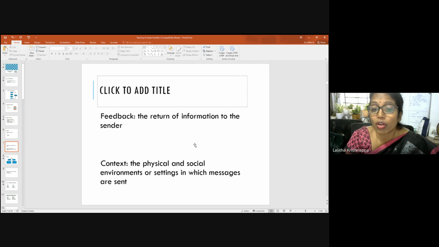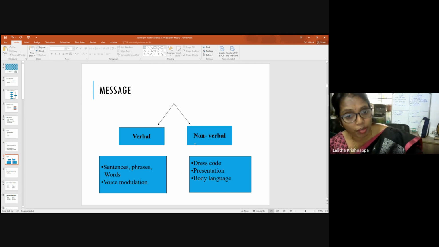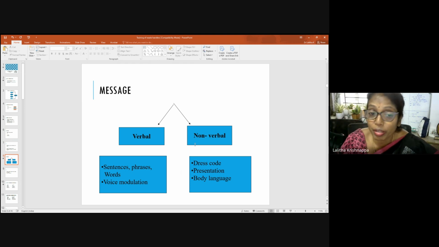And also context: in what context we are sending, what physical settings we have, and what social context we have, through which our messages are going. Now, coming to the messages, they could be verbal and non-verbal. I think you're all aware. Verbal is what I'm talking, what sentences I'm framing, what I'm telling with different voice modulation. This is the verbal way of expressing messages.